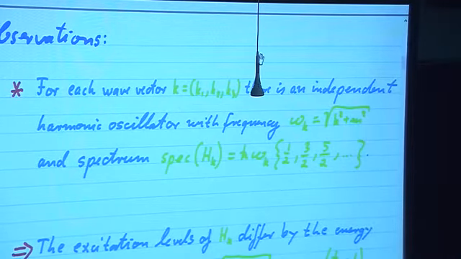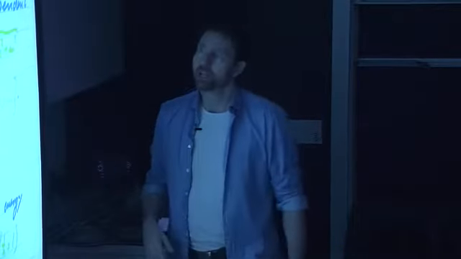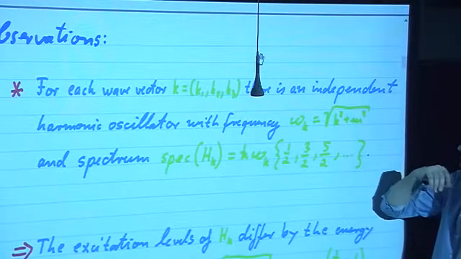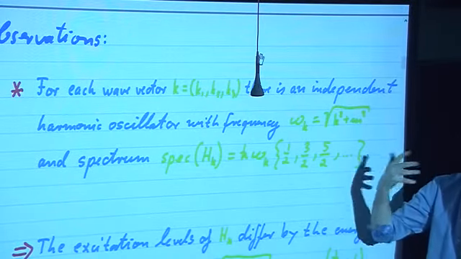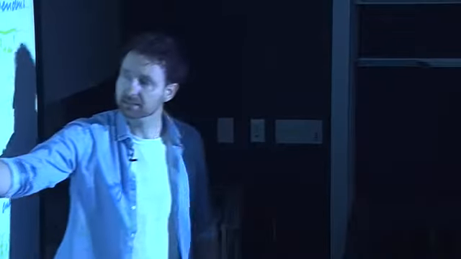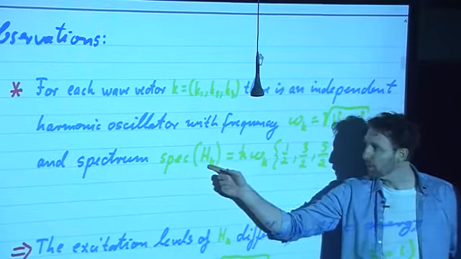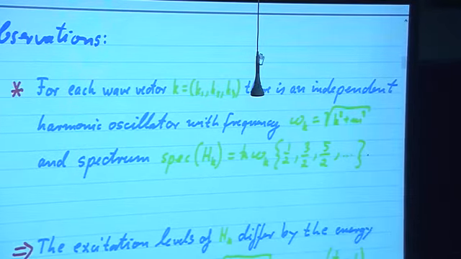You may think, okay, that's just what it is. The mode oscillator for wave vector k has frequency omega_k. Now what does that mean? It means that for every wave vector there's a harmonic oscillator whose Hamiltonian h_k has this spectrum. The spectrum of the Hamiltonian of the mode of wave vector k has this spectrum.